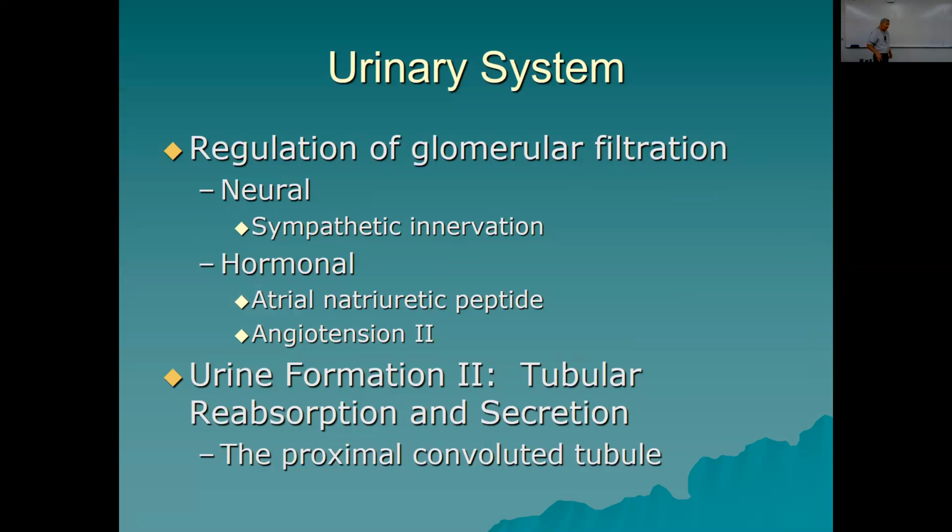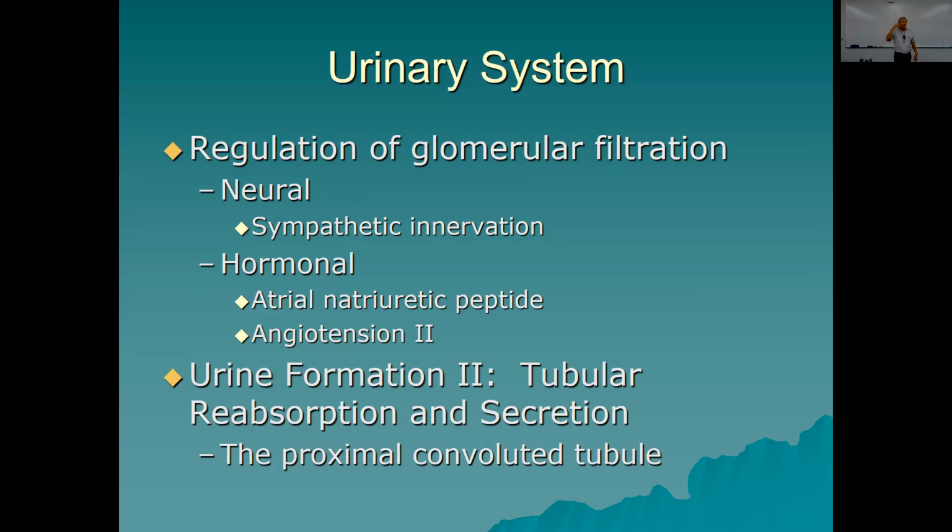Let's get into now neural regulation of glomerular filtration rate. Sympathetic innervation. What that will cause is a constriction of the afferent arteriole. So that's what I'm saying. The regulation of GFR comes down to regulating the size of the afferent arteriole.